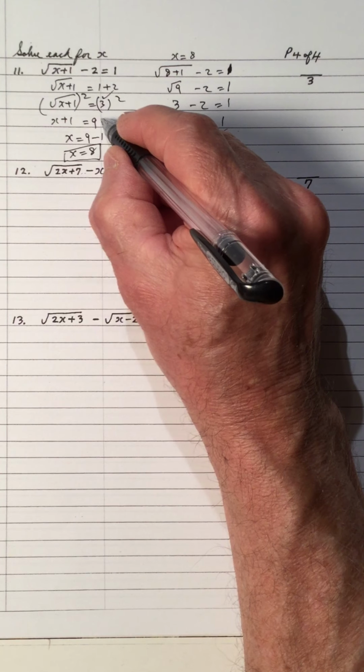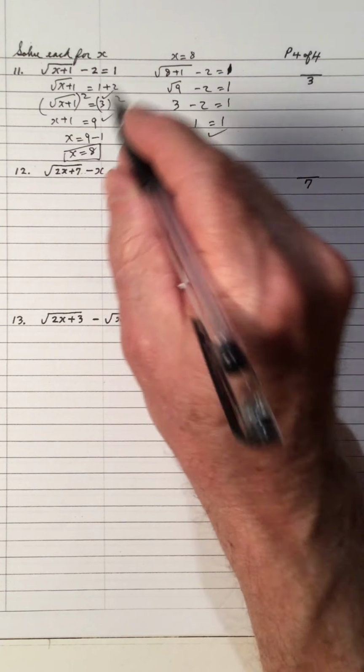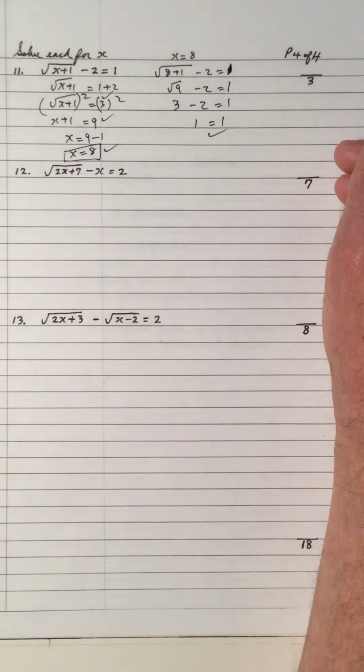If you have this equation squared correctly, you give yourself a mark. If you have the answer, 8, you give yourself a mark. 3 marks altogether. Number 12, we have the square root of 2x plus 7 minus x equals 2.